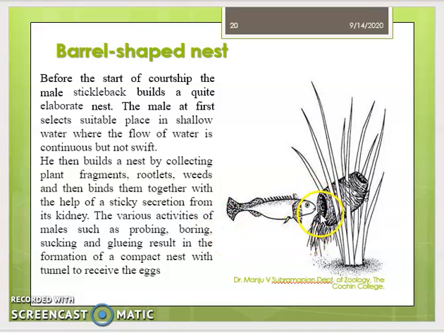Okay, so the females will lay eggs. The nest is prepared by the male, and the females will be laying the eggs, and the males will be laying the sperm over it, and the fertilization of the eggs takes place.